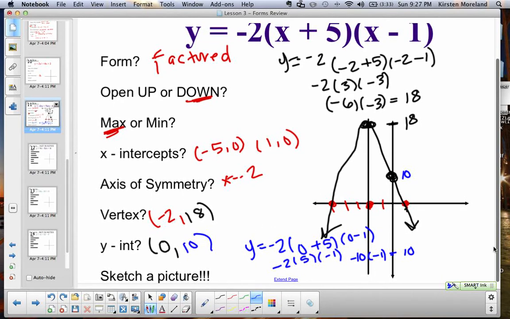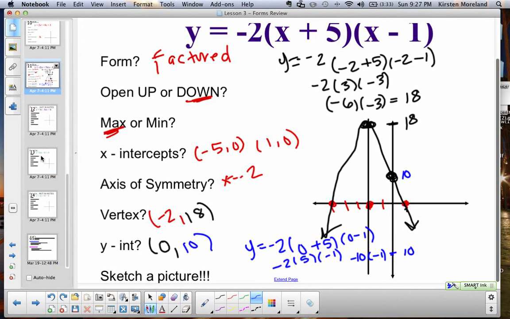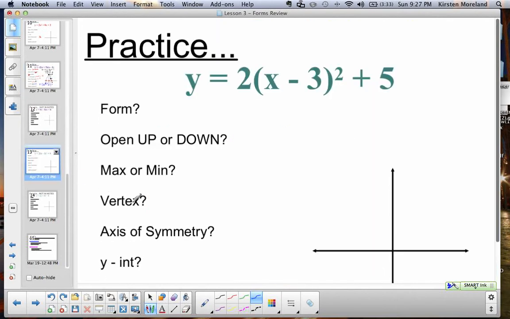All right, so that's my beautiful graph. Excuse my poor writing. I'm not doing so hot tonight. All right, I'm just going to do one more. I know that there might be some more in your notes. Just bear with me. I'm just going to do an example of vertex form.